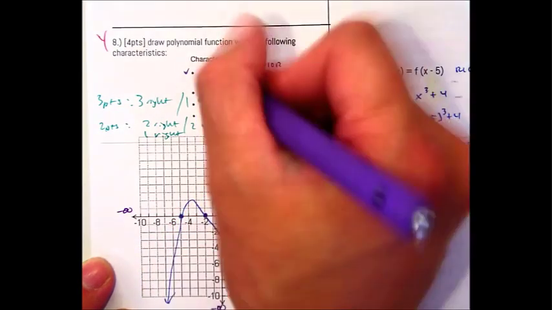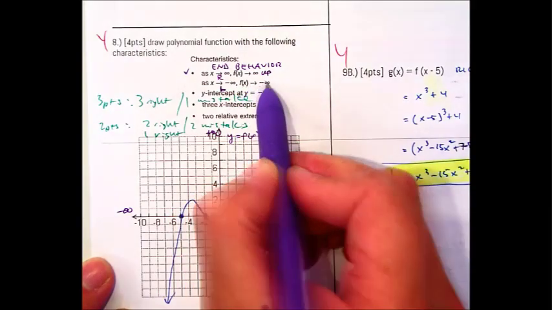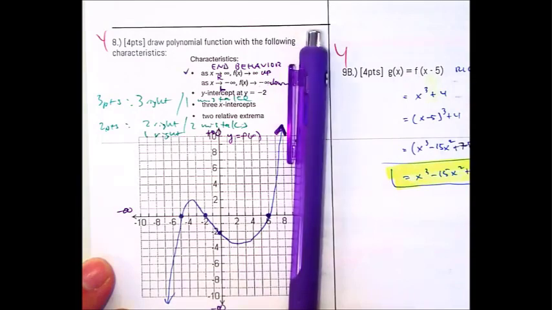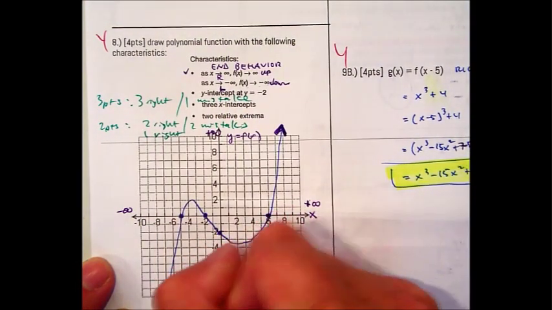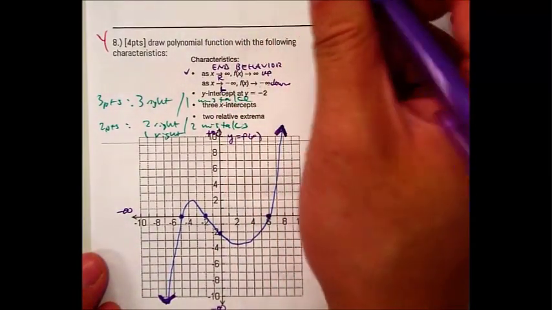As x approaches negative infinity, that's left. The f of x values must be negative. This means down. So as I'm going from right to left, the very end there should be a negative. That's the first characteristic.